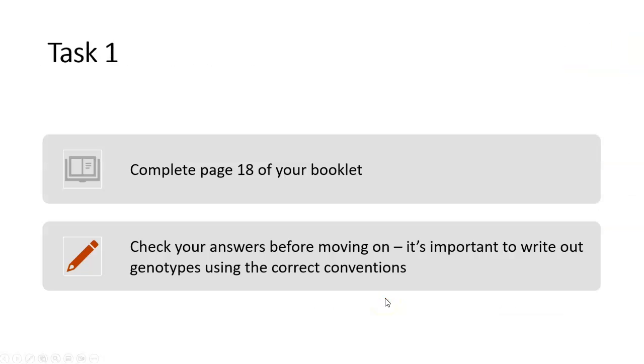Okay, so your first task is to complete page 18 of your class booklet, and before you move on, please make sure that you check your answers, as the notation when writing out genetic crosses is essential, and you will be marked on that.